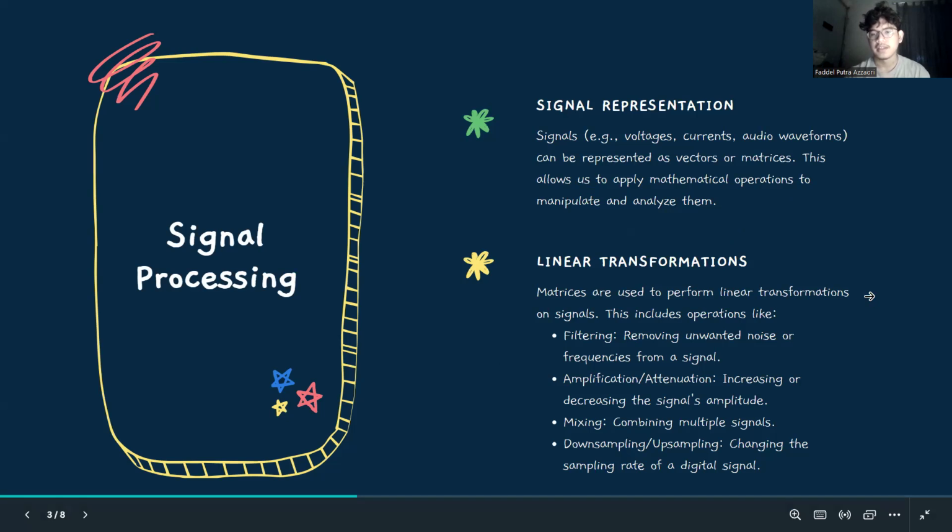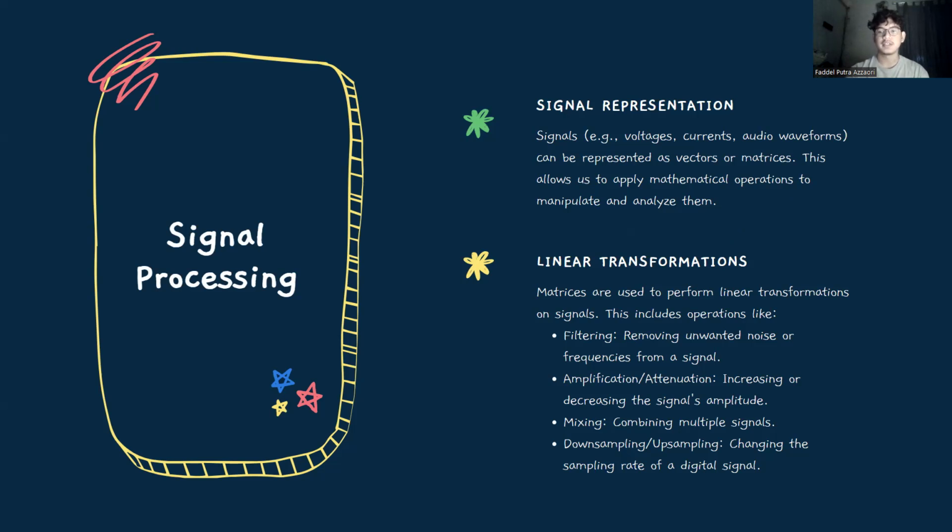And there are linear transformations where matrices are used to perform linear transformation on signals. This includes operations like filtering or removing unwanted noise or frequencies from a signal, amplification or attenuation, increasing or decreasing the signal's amplitude, mixing, combining multiple signals, and downsampling or upsampling, changing the sampling rate of a digital signal.